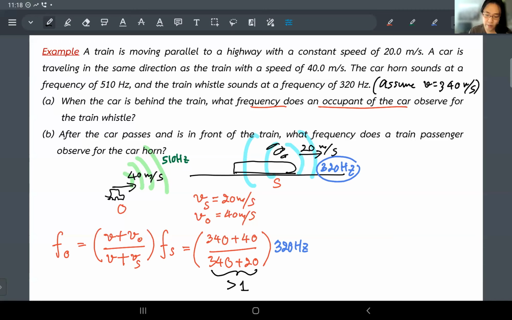Now try again, part B. Let me squeeze in this number a bit to get some space here.